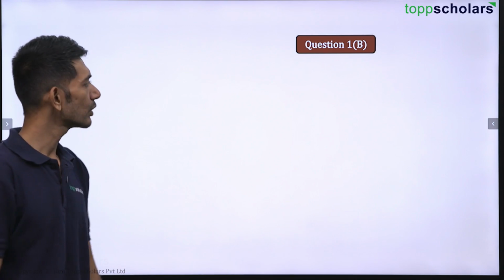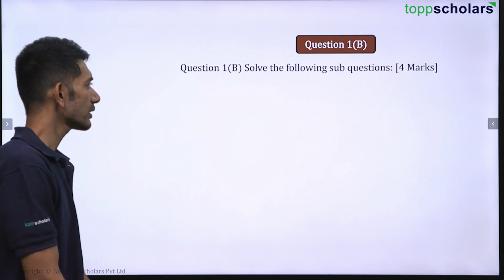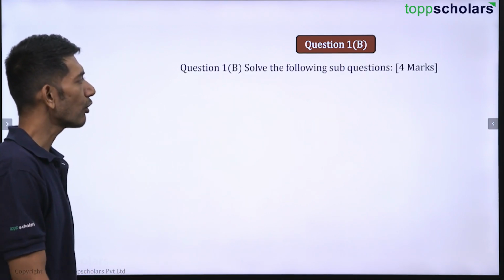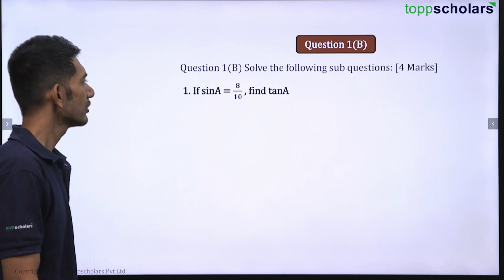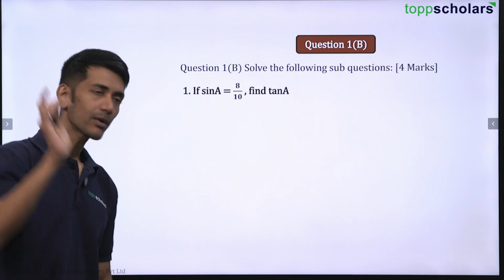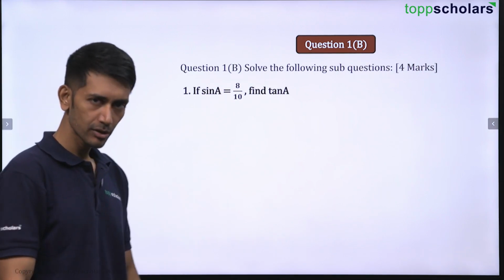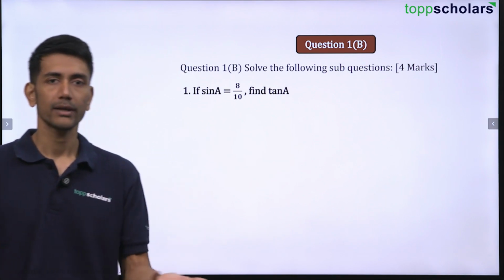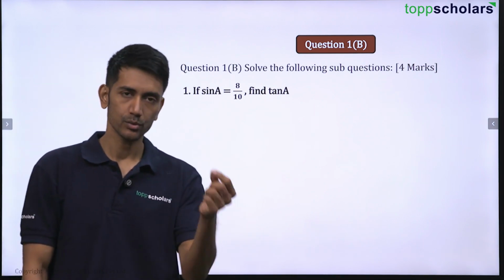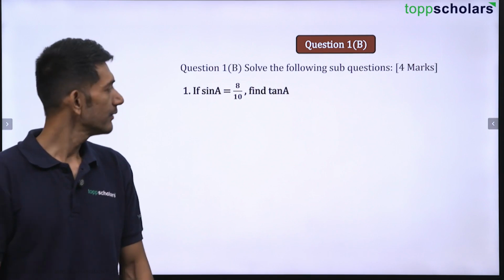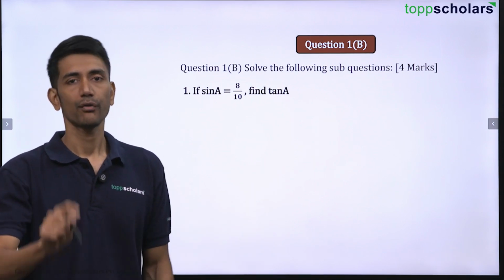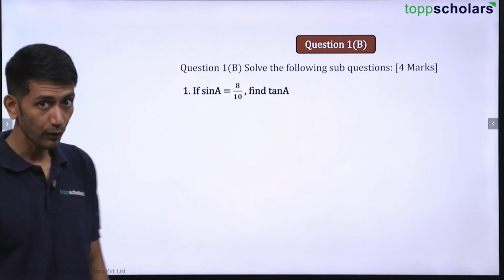Now we are going to deal with question number 1B. So in question number 1B, we are going to solve the following sub questions. Now see, what is the difference between question number 1A and 1B? In 1A, you have 4 options, and the questions are based on MCQs, that is multiple choice questions. You have to tick mark the correct answer there. Here we have to actually solve for 1 mark. Okay, so we have to solve it properly.